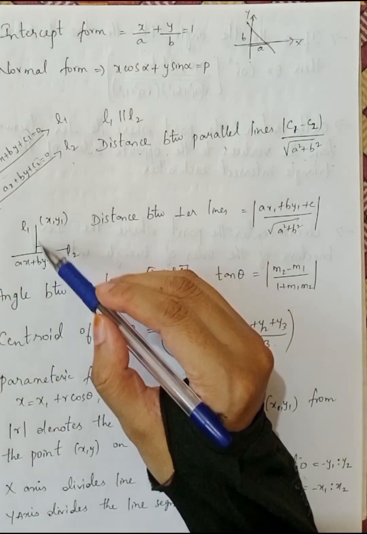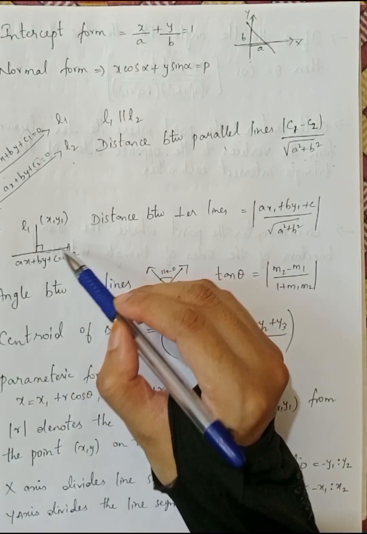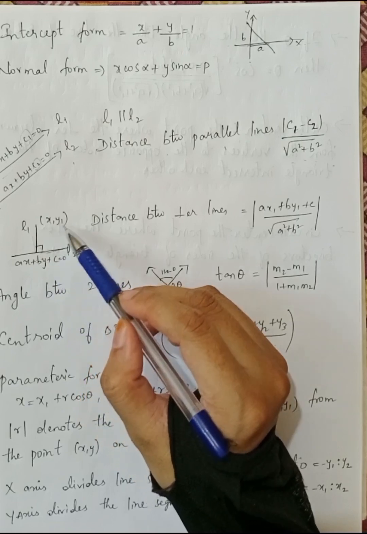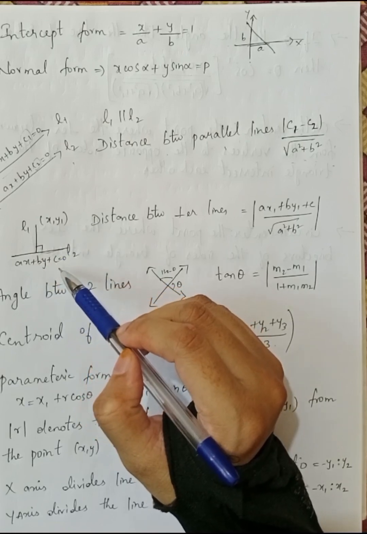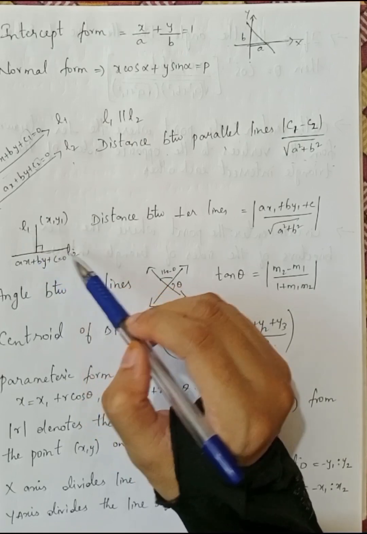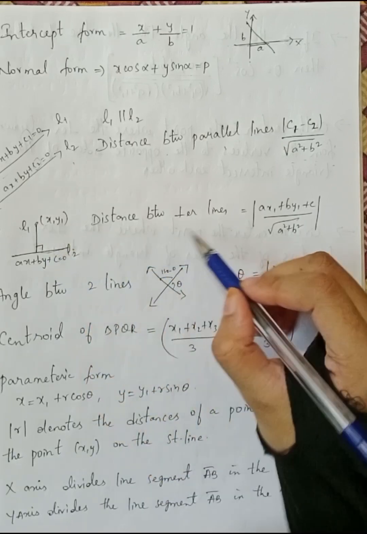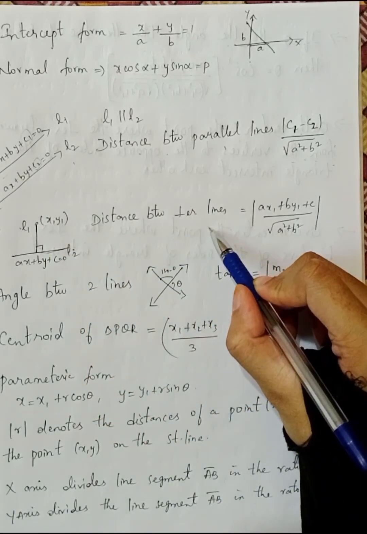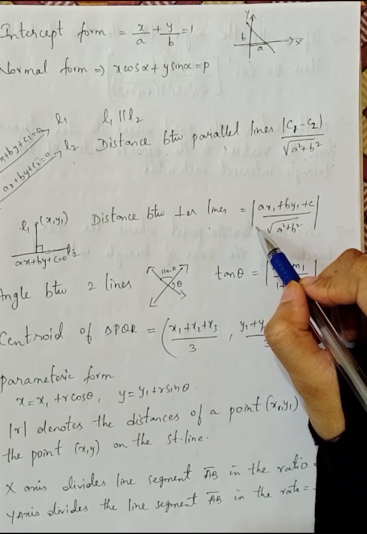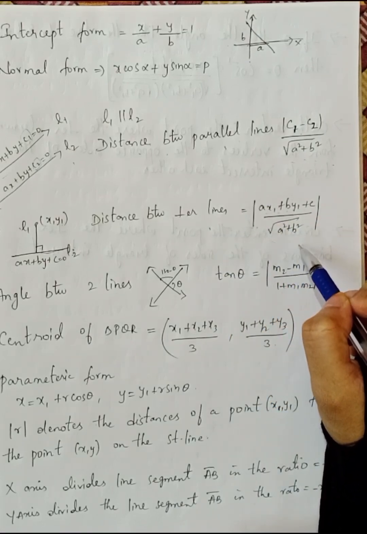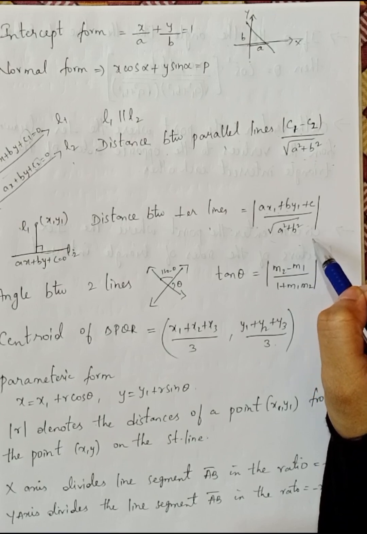Similarly, if there is a straight line and a point, the distance from the point to the line, perpendicular to the line, can be given by mod ax1 plus by1 plus c by root of a square plus b square.